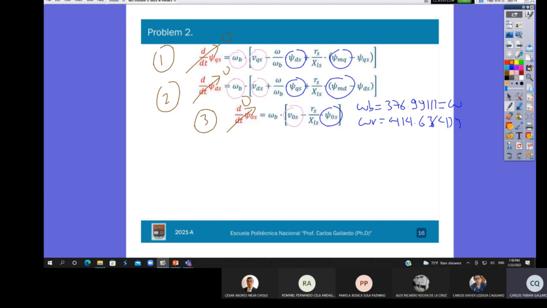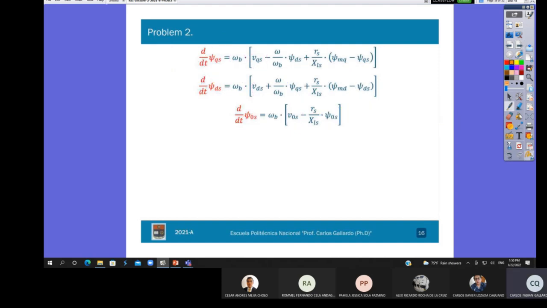Substituting the values in my first equation. Okay, so I will have my first, my second, and third equation. Okay, this is 0, this is 0, this is 0. So this speed is 376.99112. The same here, the same here.